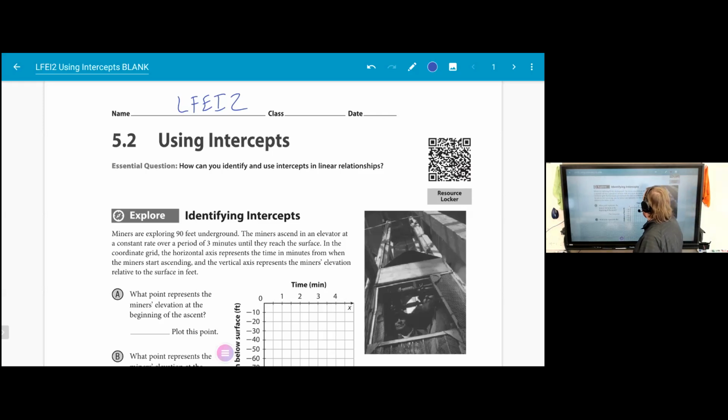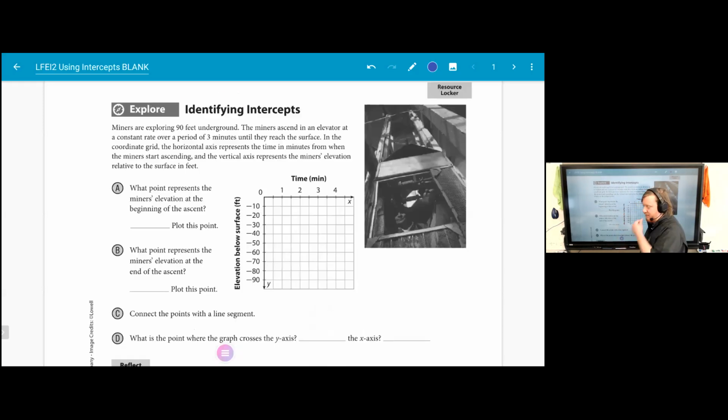What we're going to do is start with this explore. We're going to identify some intercepts, kind of get us warmed up to this. It says miners are exploring 90 feet underground. The miners ascend in an elevator at a constant rate over a period of 3 minutes until they reach the surface. In the coordinate grid, the horizontal axis represents the time in minutes.